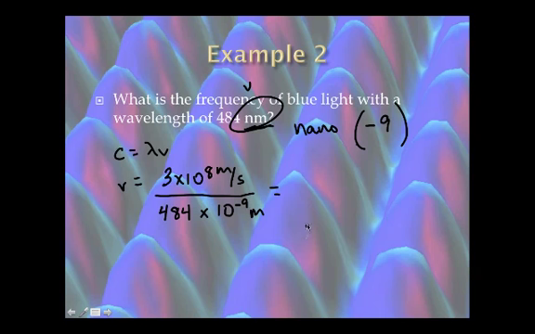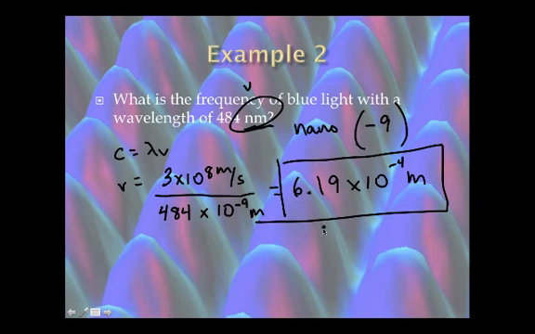So let's see, when I did this math, I got 6.19 times 10 to the minus 4 meters. Is that what you're getting too? That's what I got. So that's the frequency. No, that's not right, because it can't be in meters. Frequency is not in meters. Meters cancels. It's in hertz.